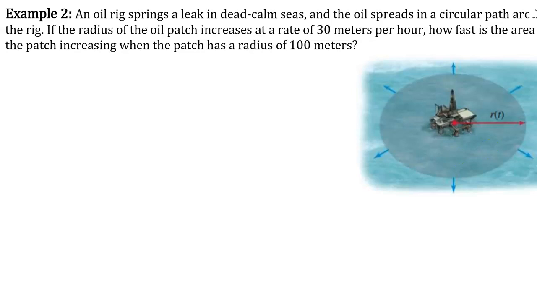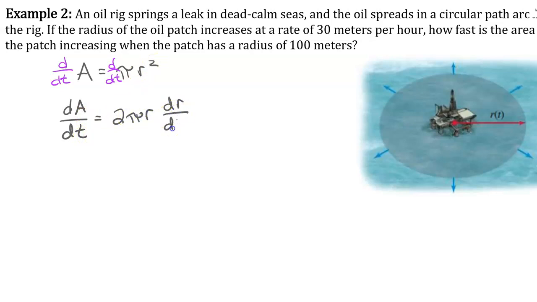So the area of a circle is pi r squared, as we know. So we need to take the derivative with respect to t. So d/dt of both sides. Okay, so that gives us dA/dt, the area with respect to t, equals 2 pi r dr/dt.